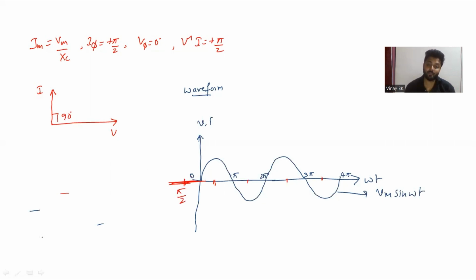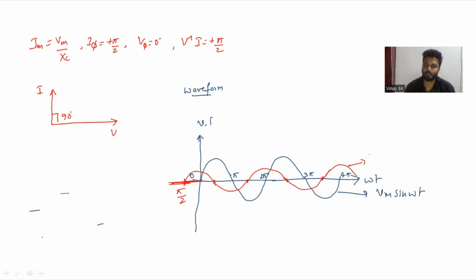So that is a leading waveform, but the amplitude of the current waveform will be less than the amplitude of the voltage waveform. So this is the current waveform. Current is leading the voltage at an angle of 90 degrees. Leading current, so from the positive half cycle it will start. Like that it will continue.